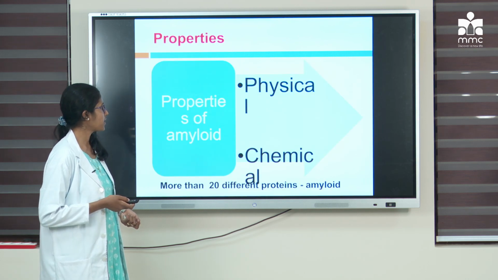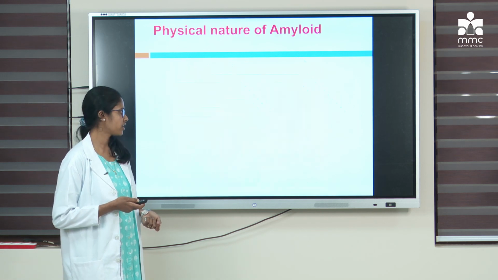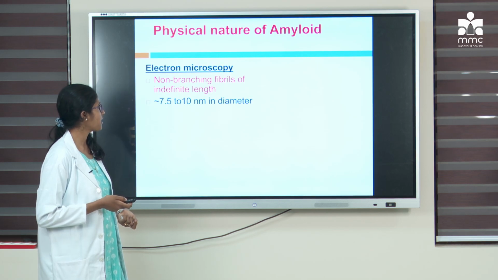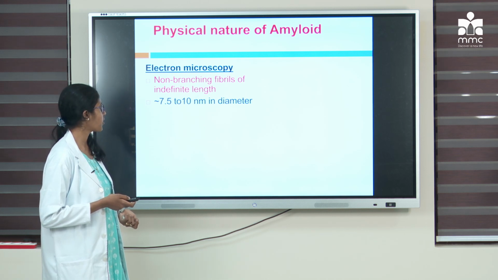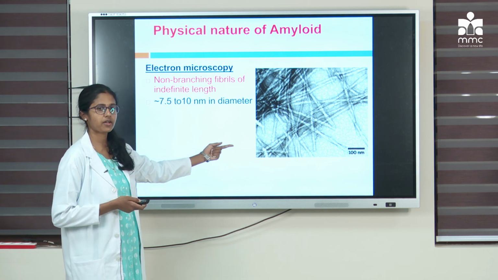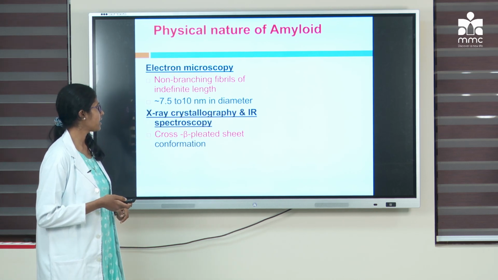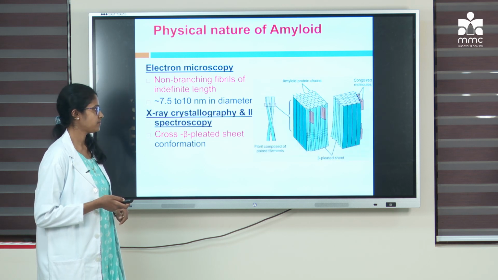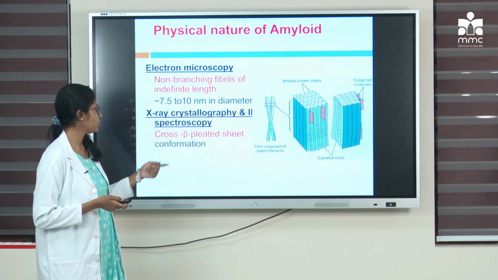So there are various properties of amyloid, characteristically the physical and chemical properties of amyloid. So what is the physical nature of the amyloid? Electron microscopically we can view non-branching fibrils of indefinite length, approximately 7.5 to 10 nanometer in diameter. So this is the electron microscopic view of amyloid. X-ray crystallography and infrared spectroscopy show cross beta pleated sheet conformation. So this is the X-ray crystallography and infrared spectroscopy view.